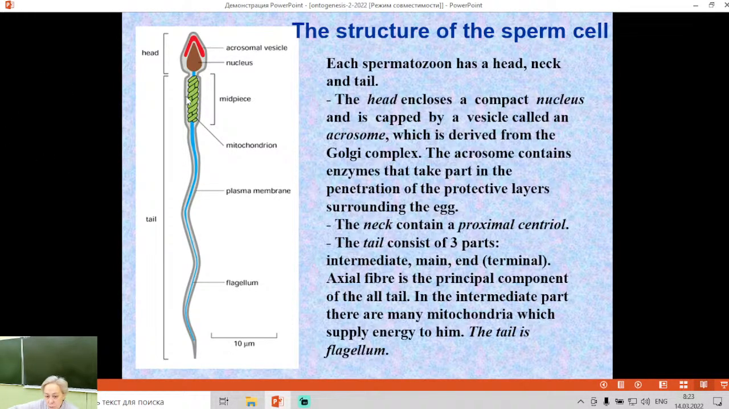And the main structure of the tail is the flagellum. You must remember that the flagellum consists of axoneme, and the wall of the axoneme consists of 9 doublets of microtubules and 2 non-paired microtubules in the center. Structure of flagellum we considered in the last lecture.